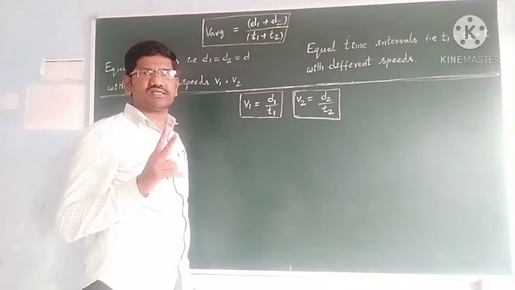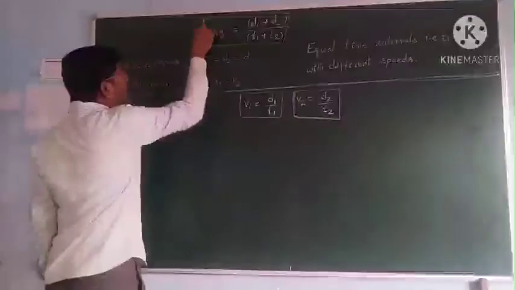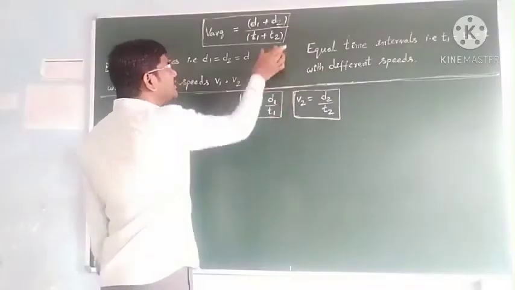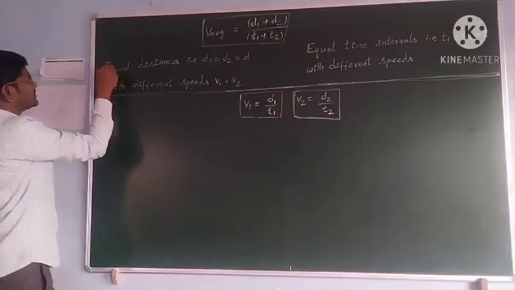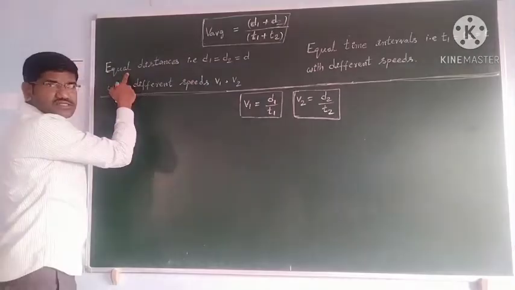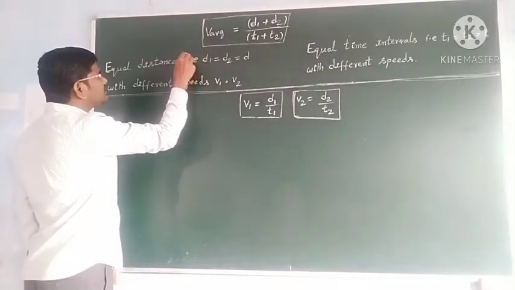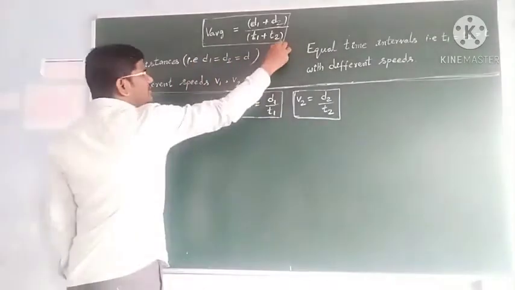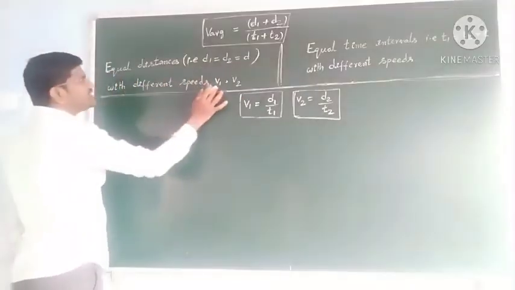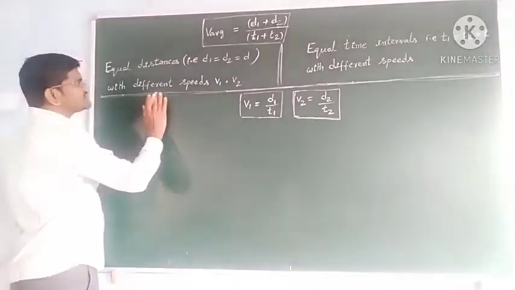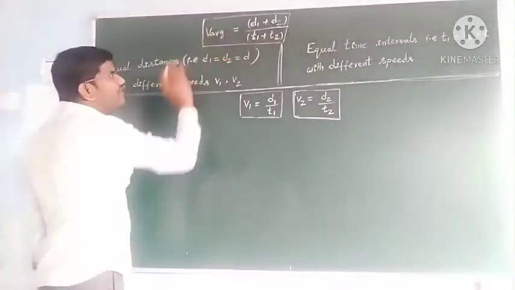If an object covers two distances in two intervals of time, then average speed is equal to total distance by total time. And for this I have two cases. Case 1: if these two distances are equal, that is d1 is equal to d2 is equal to d. Distances are the same, speeds are different. When distances are the same and speeds are different, how does the average speed formula change?